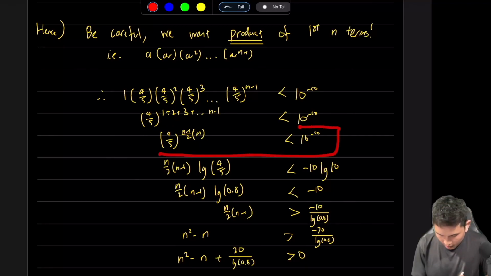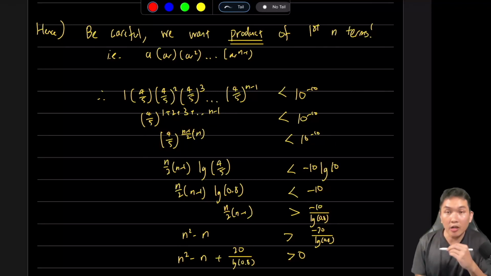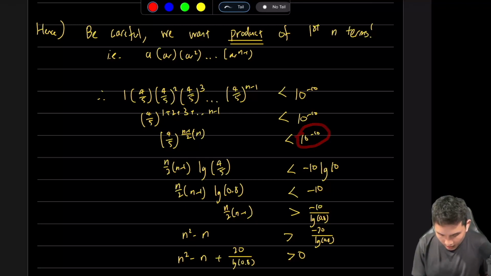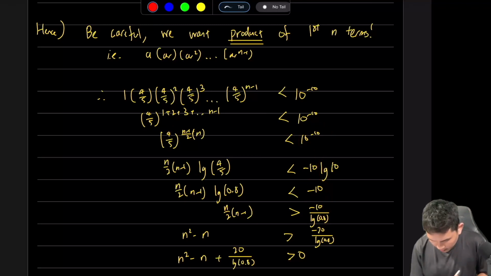Here, what I need to do is take log. Usually I'll take natural log, but in this case I'll take common log, which is log base 10. Why am I taking log base 10? Because if I take log base 10 of this, then you realize that this thing is equal to 1. So that explains why this side is negative 10. And on this side, when I take common log of this, again I can move the power down to the front. And then I'm going to change this into 0.8.